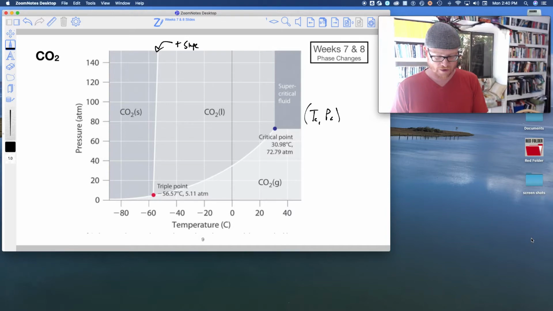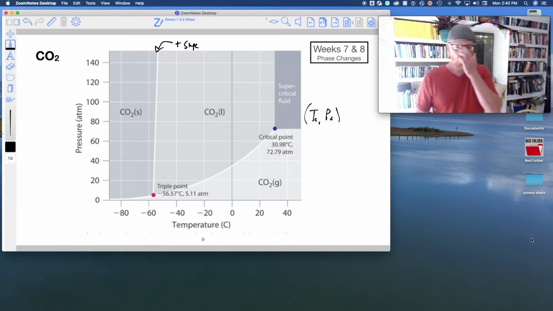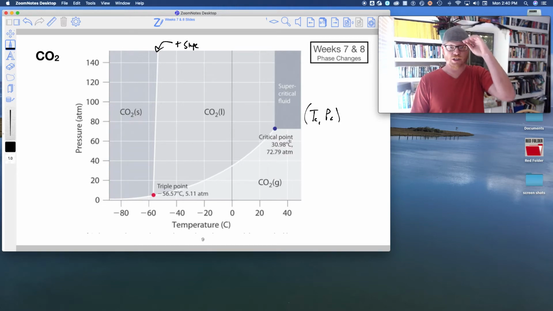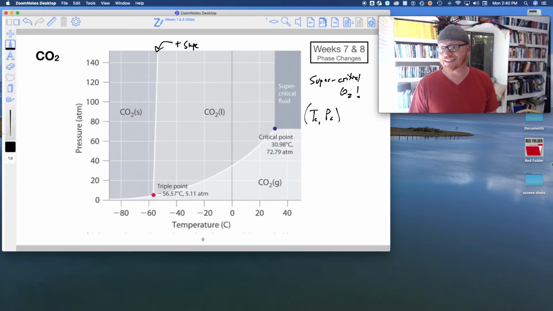So quick math, 73 atmospheres is about 1,000 pounds per square inch. When you buy a cylinder of carbon dioxide, they're often filled with 2,000 pounds per square inch. So getting to the critical point and thus creating supercritical CO2 is pretty convenient, and there are a lot of amazing things you can do with supercritical CO2. I have a video that I'm going to share with you all.